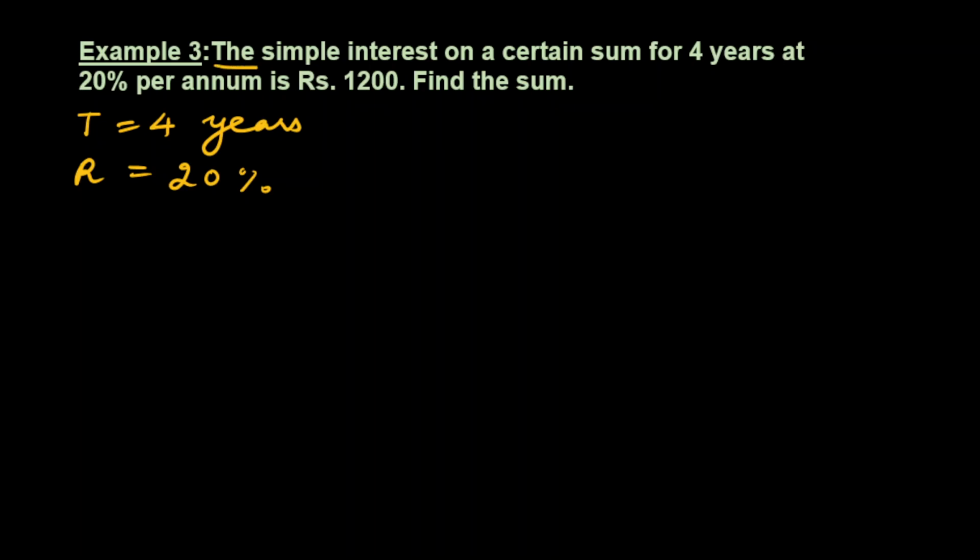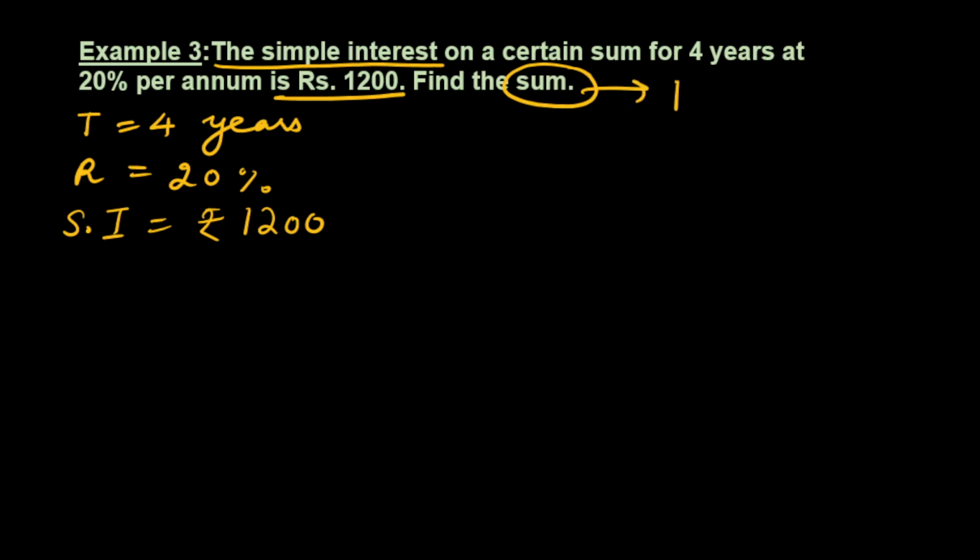If you don't read the full sentence, the simple interest is rupees 1200. What's in between is the additional information. You have to read the sentence like this. The simple interest is how much? Simple interest is only given to us. It is 1200. Find the sum. While giving the introduction, I told you sum means principal. So what we have to find? We have to find principal.